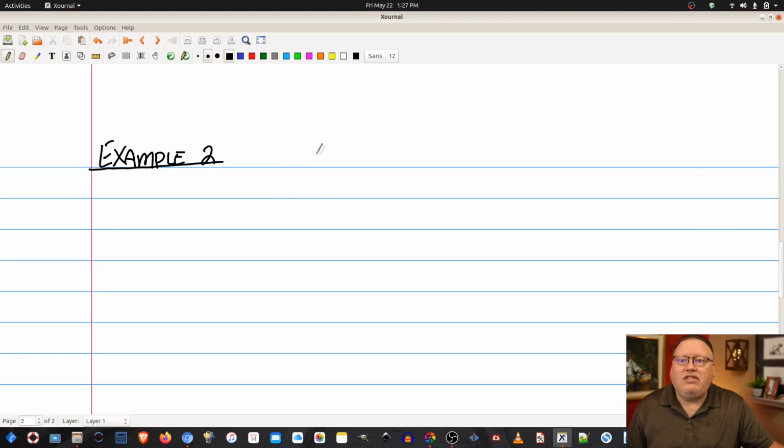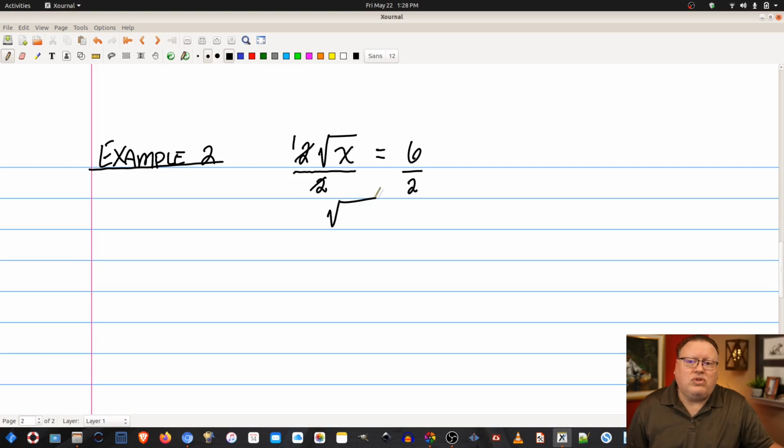And we'll do something similar. We'll say square root of x times 2 is equal to, let's say 6. Okay? So here, I don't have the radical on one side of the equation by itself. Okay? So what we're going to do is we're going to divide both sides by 2. Okay? And here we get 2 divided by 2 is 1 times the square root of x. It's just square root of x. And 6 divided by 2 is equal to 3.